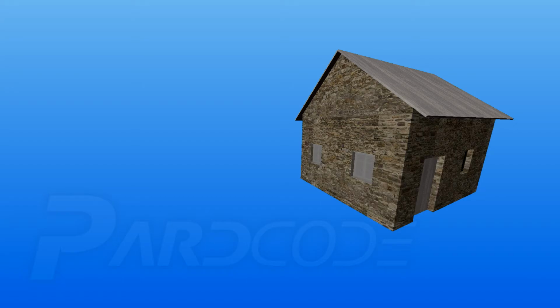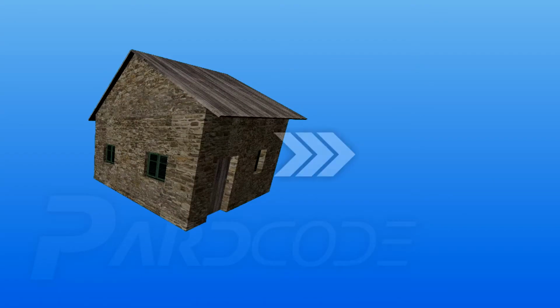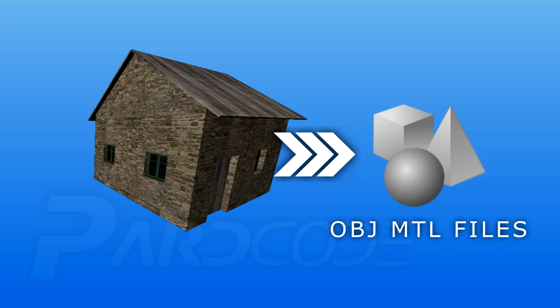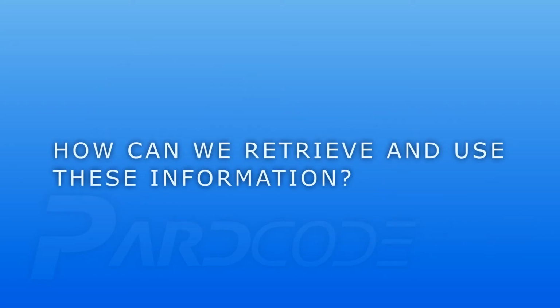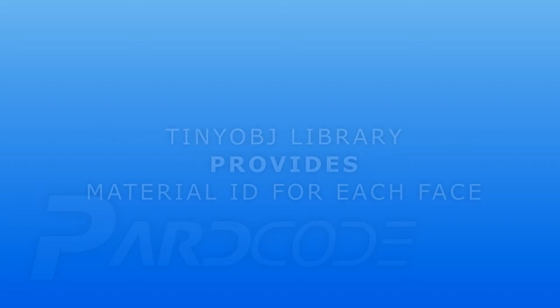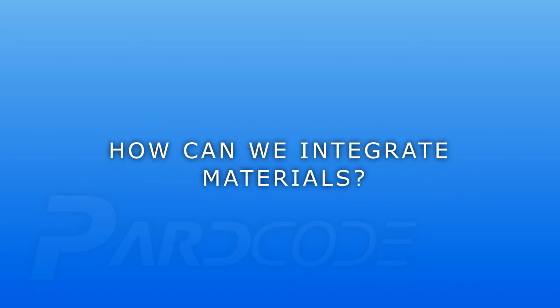Usually this ID is numeric. At the end, all this information is exported in the OBJ and MTL files. So good, but how can we retrieve and use this information? TINYOBJ provides directly for each face the material ID assigned to it. Very well. At this point, we have to find a way to integrate the materials concretely.